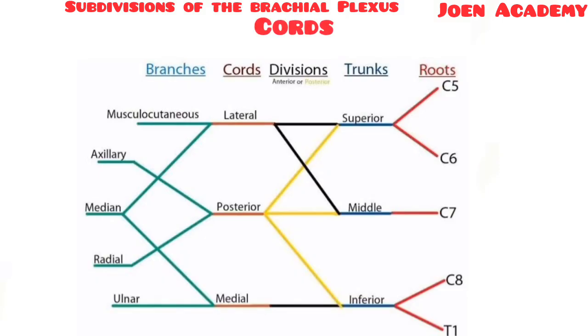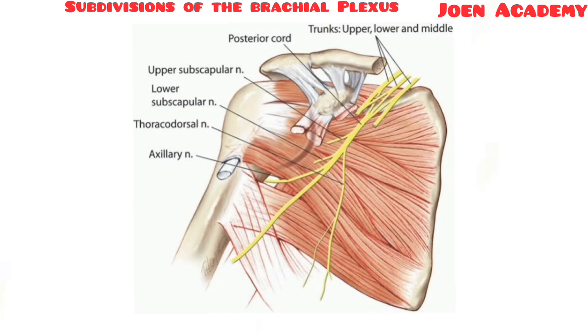The posterior divisions from each of the 3 trunks unite to form the posterior cord. The upper and lower subscapular nerves leave the posterior cord and descend behind the axillary artery to supply the subscapularis and teres major muscles. The thoracodorsal nerve, which supplies the latissimus dorsi, also arises from the posterior cord.